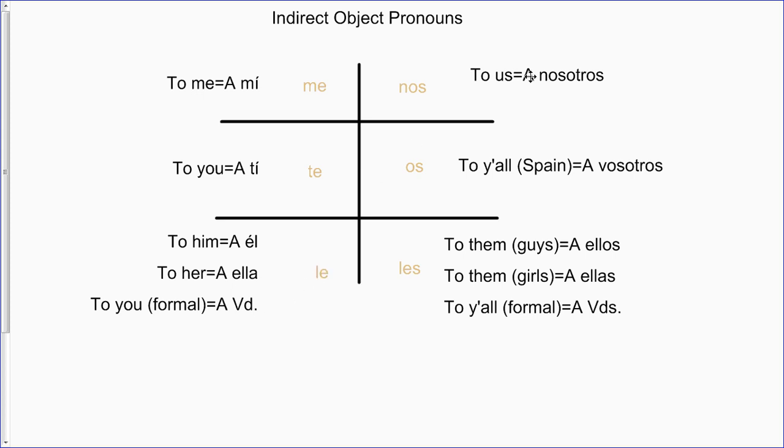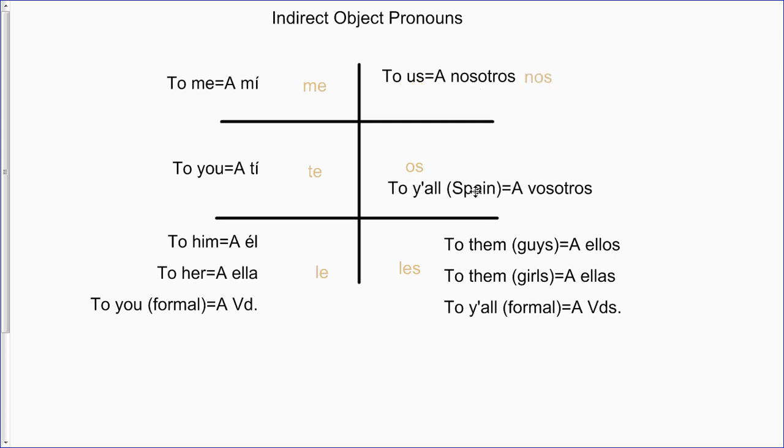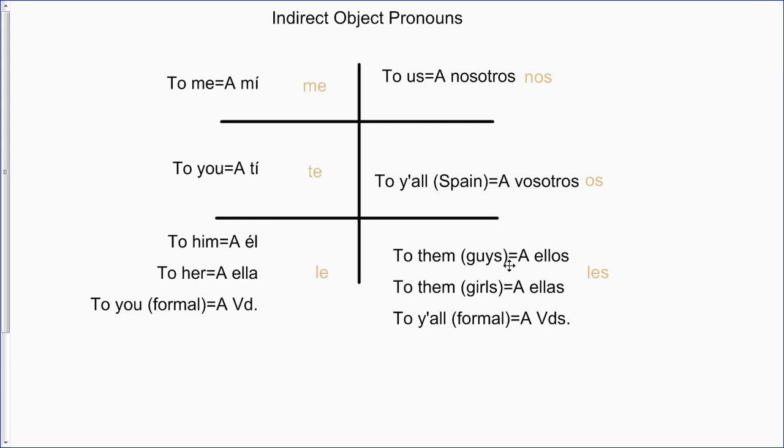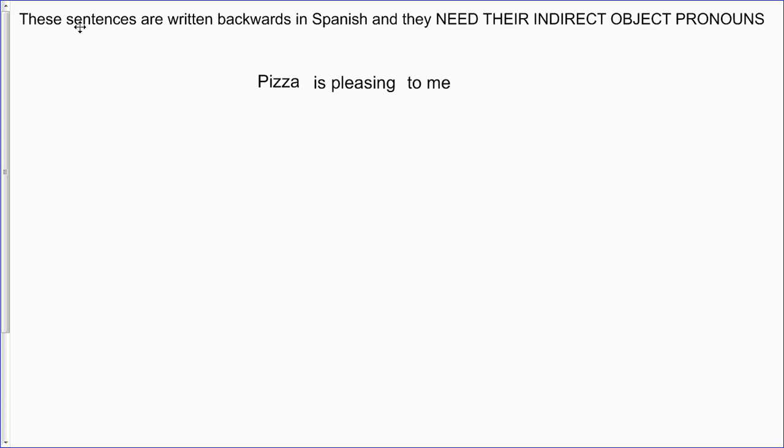When we say we, we would say a nosotros, nos. When we say y'all in Spain, we would say a vosotros, os. And if we want to say to the guys, we would say a ellos, les. To the girls, a ellas, les. And to y'all, a ustedes, les. So this is the intro. This is the first half of your sentence. To say who something is pleasing to, you're going to say a mí me, like a mí me gusta la pizza. A ti te gusta la pizza. So in Spanish, the sentences are written backwards, and they need their indirect object pronouns.